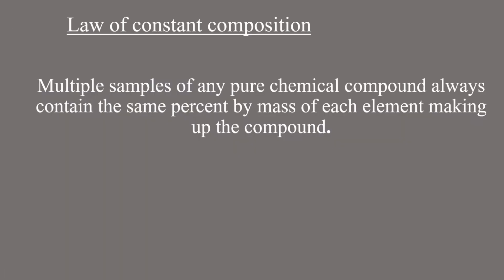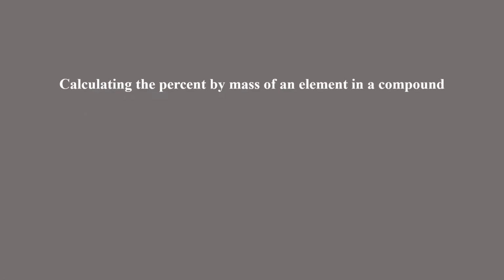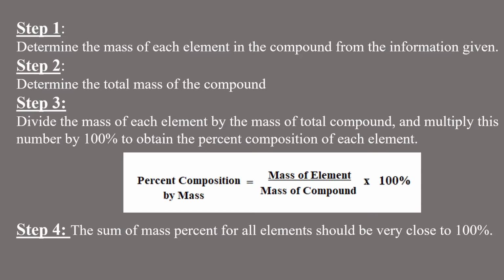The second law that led to Dalton's postulate his atomic theory is the law of constant composition. According to this law, multiple samples of any pure chemical compound always contain the same percent by mass of each element making up the compound. To see examples that support law of constant composition, we have to learn how to calculate percent by mass of an element in a compound. Steps on this slide will help you to calculate the percent by mass of an element in a compound.